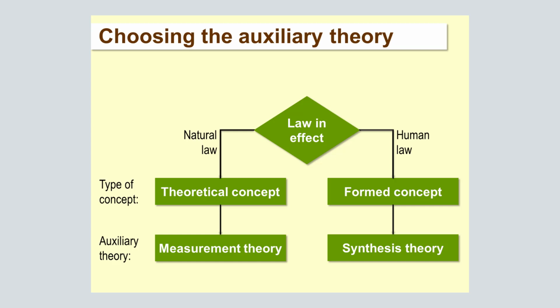On the other hand, if we have natural law, then the phenomenon will simply occur, and we have not any choice whether we want to obey to the law or not. It will just happen. So if our phenomenon obeys to human law, we would use synthesis theory. It's about building or constructing our concept. Whereas if our phenomenon obeys natural law, then we should think of choosing measurement theory, which is about measuring the phenomenon of interest.